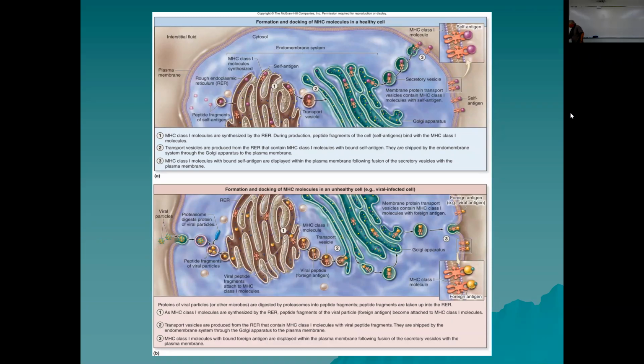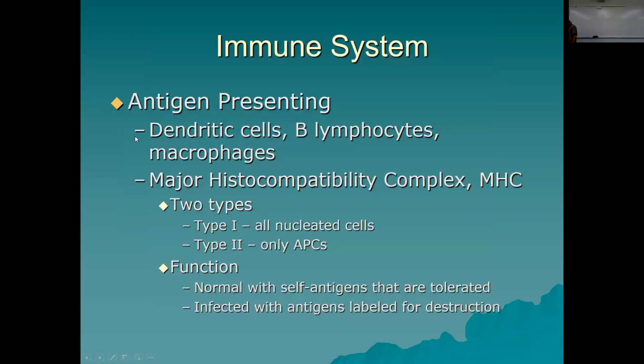Okay, so let's continue on the immune system. This is immune 3, I believe. We're going to start with antigen presenting. I think that's where we left off. There are 3 types of cells that are called APCs, which stands for antigen presenting cells: dendritic cells, B lymphocytes, and macrophages.